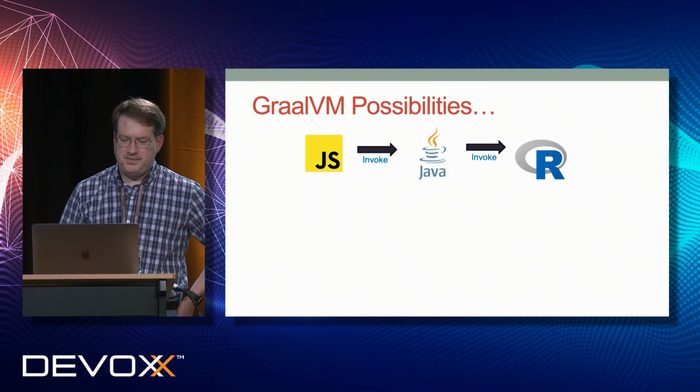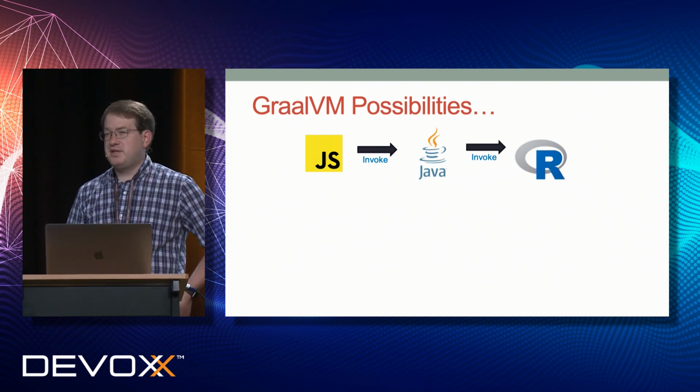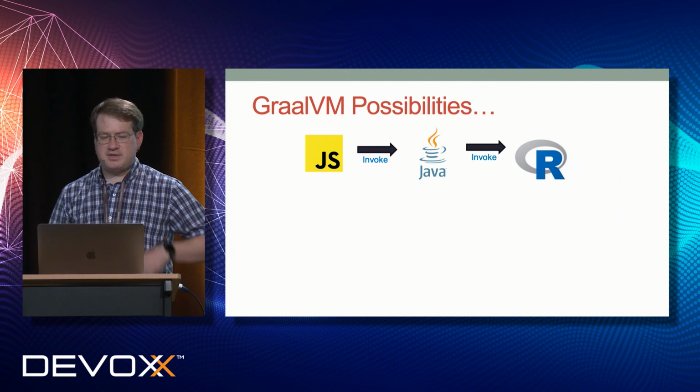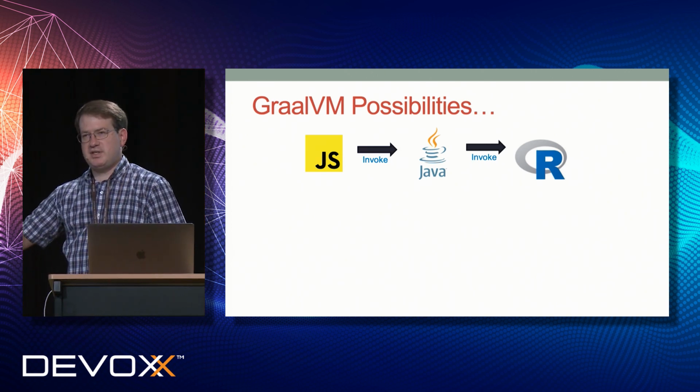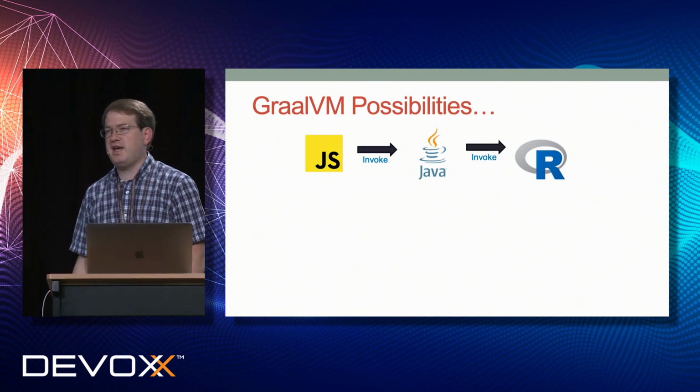But you can also use JavaScript to invoke Java that then turns around and invokes R. So you could have some JavaScript code in an Express application that invokes some Java code, which in turn invokes some R code, all running within the same VM, right?